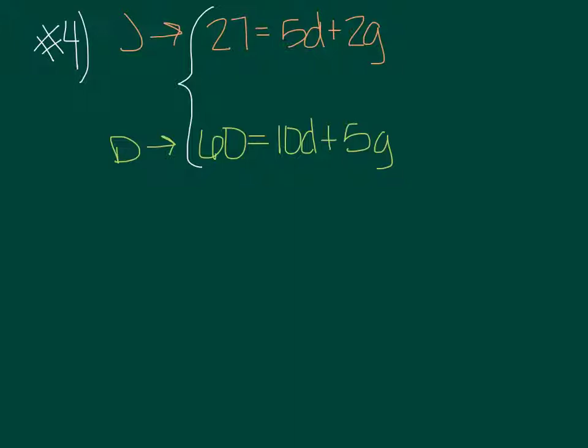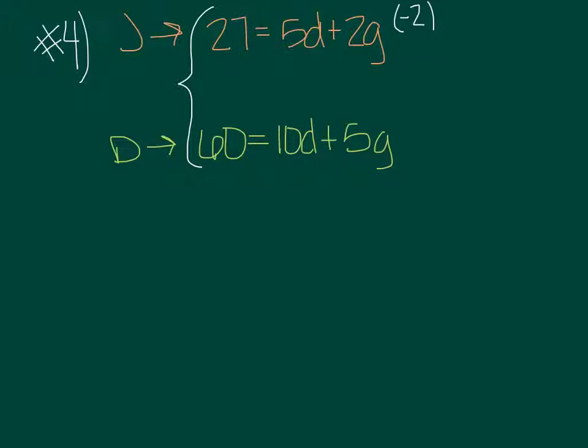Let's go ahead and solve this using elimination because we have a nice little piece of information here, 5D and 10D. It would be really easy to cancel out a D term. So to do that, I'm going to multiply this top equation by a -2 so that I will have a -10D and a positive 10D, allowing me to cancel the D terms.